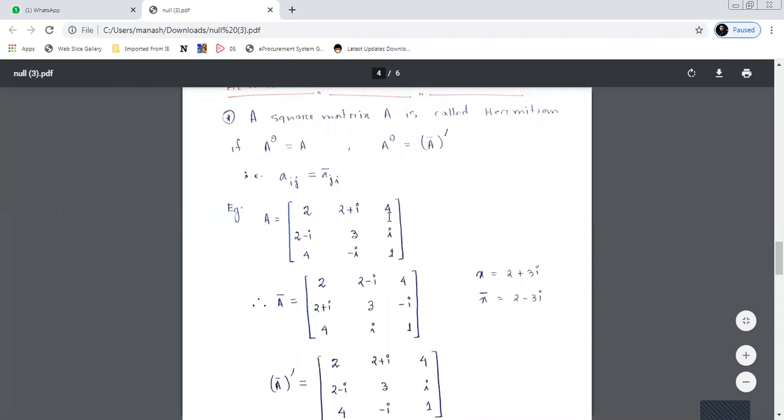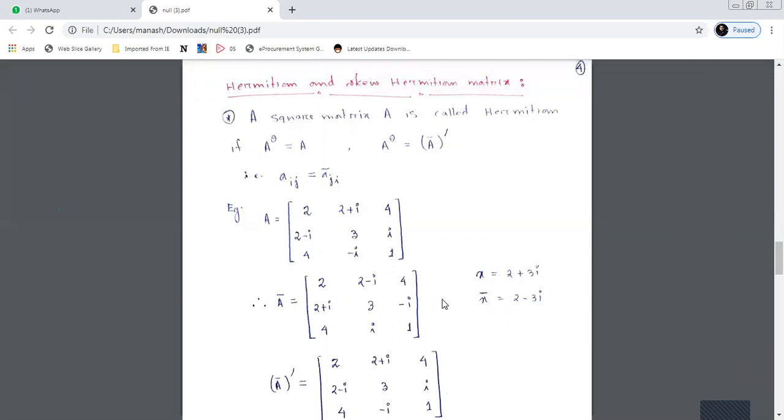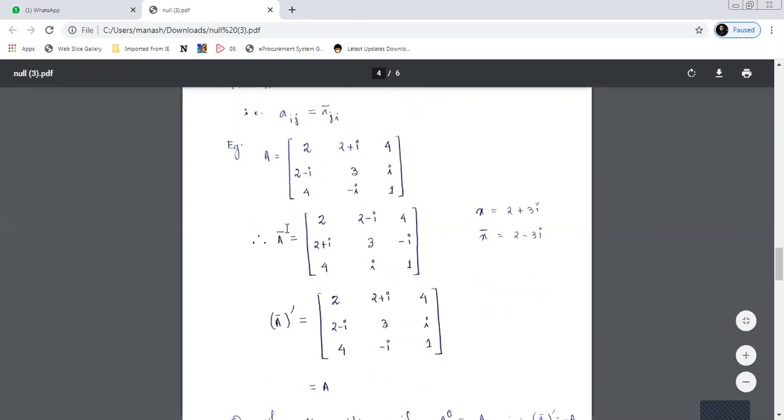This real part 4 remains as 4. Again, this is 2 minus i, so the sign of this part is changed, so it will be 2 plus i. This is 3, it is again 3. It is i, so it will be minus i. It is 4, same as 4. It is minus i, the sign will be changed, so it is i, and 1. I already told you, at first we have to take the conjugate, and after that we have to take the transpose of the matrix. Now we take the transpose of A bar. The first row becomes the first column.